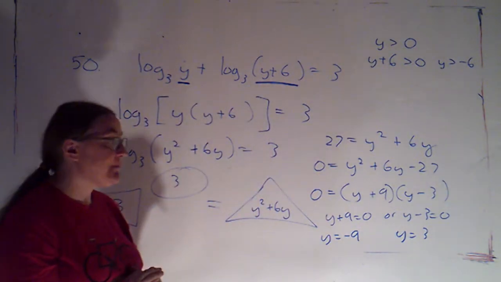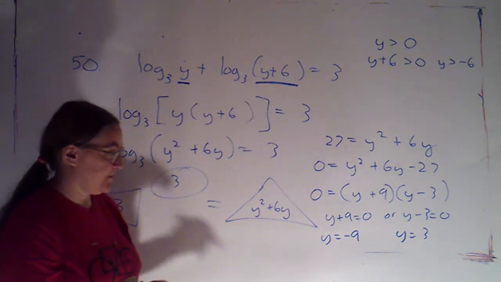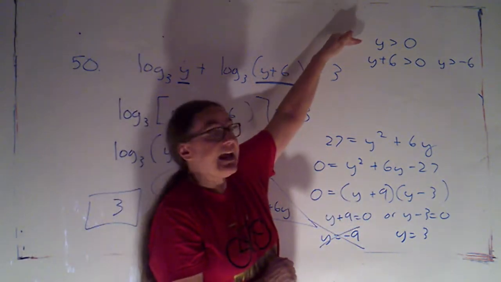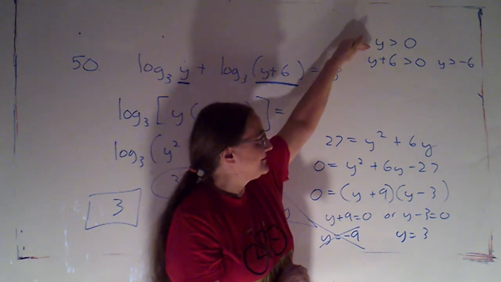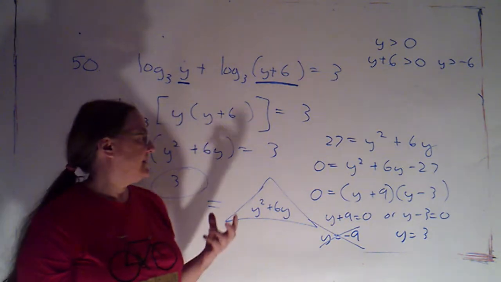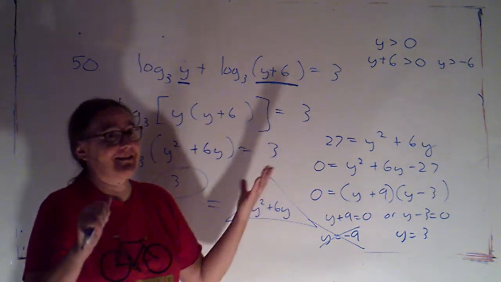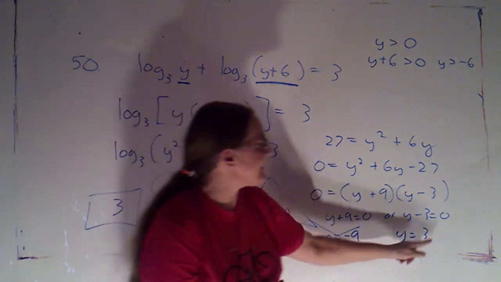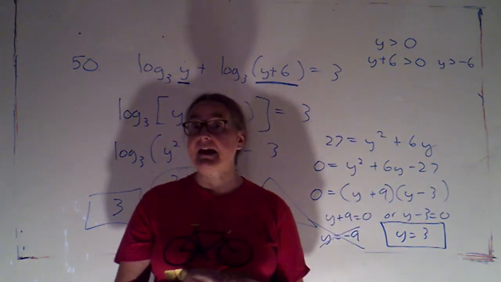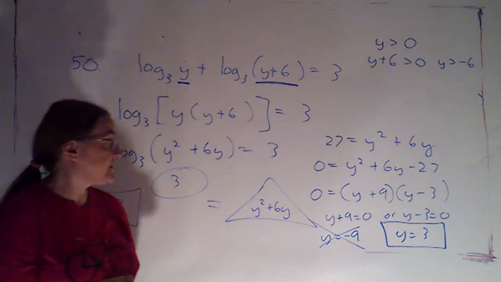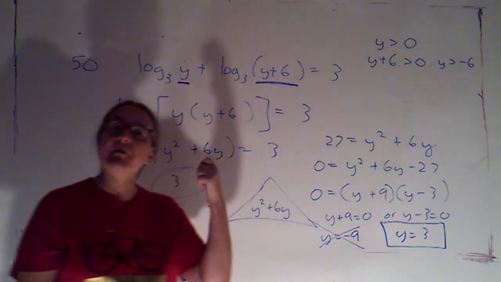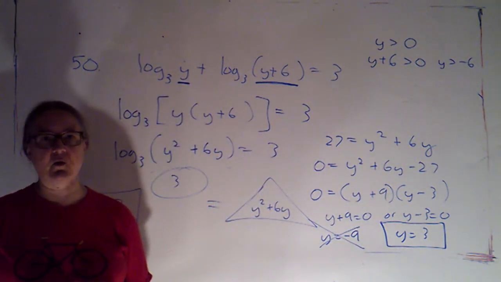Do I get to keep them both? No. I have to reject the negative one because any solution has to be positive and bigger than negative 6. Negative 9 is neither. It's not positive and it's even smaller than negative 6. 3, however, works, so that's my answer. So in this case, we did have an extraneous solution. So it looked like negative 9 was an answer because it was an answer to this second part, but it wasn't an answer to the original equation.